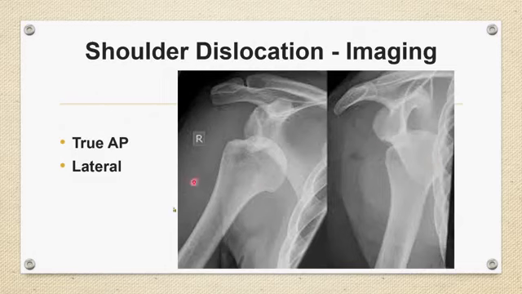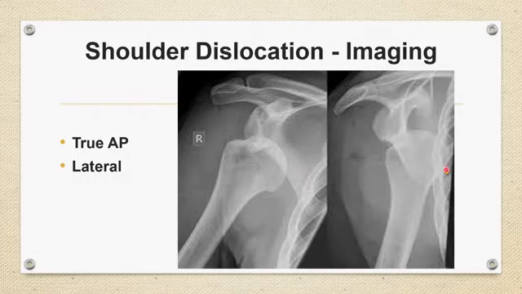So you see that on both views, this is the head of the humerus and this is the glenoid cavity. Normally the head of the humerus should be within the glenoid. Here the head of the humerus comes anteriorly and the glenoid is posterior. So this is the anterior type of dislocation.